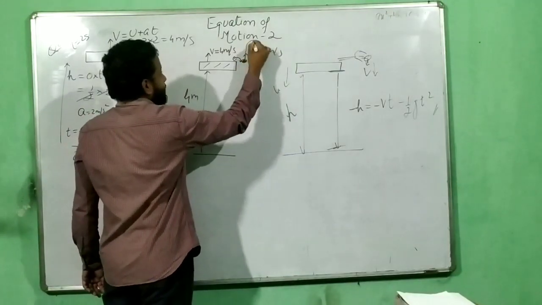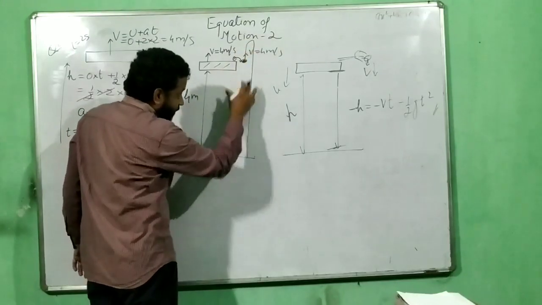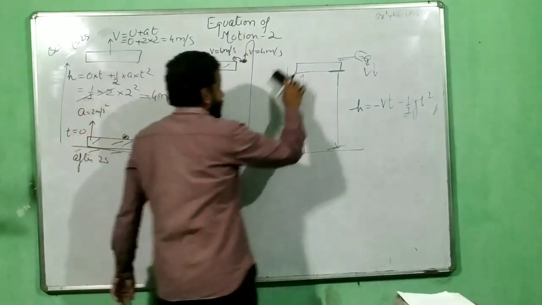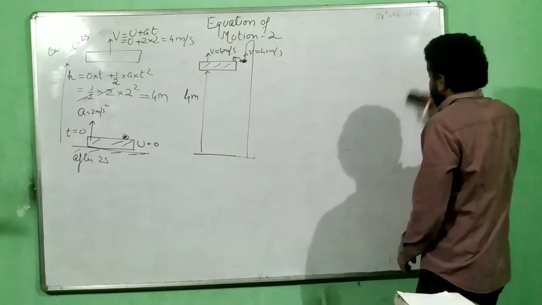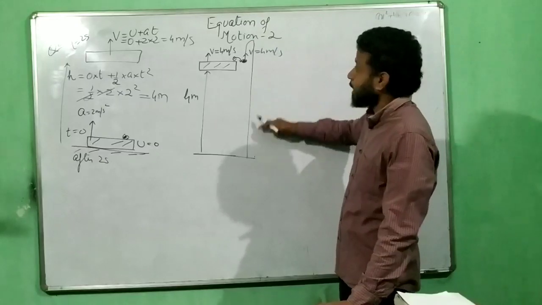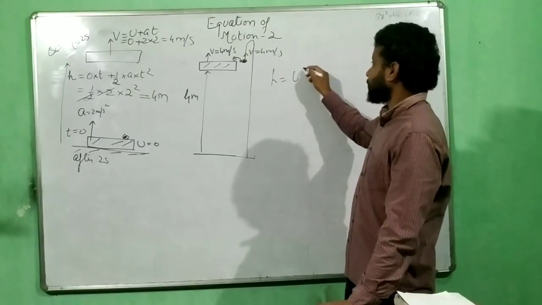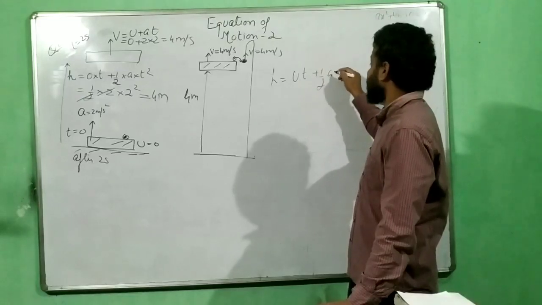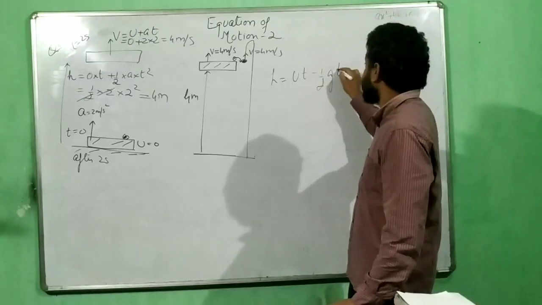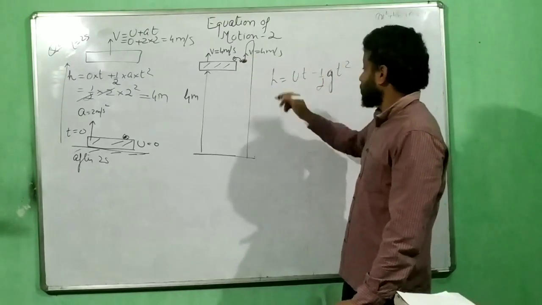And once it is released, it will slightly go up and then come down under gravity. So now for this ball, for which we have to find how much time it will take to reach the ground. Now this ball, after getting detached from the platform, is moving under gravity. So h will be equal to ut minus half g t square, because this is moving under gravity now. So h is how much?